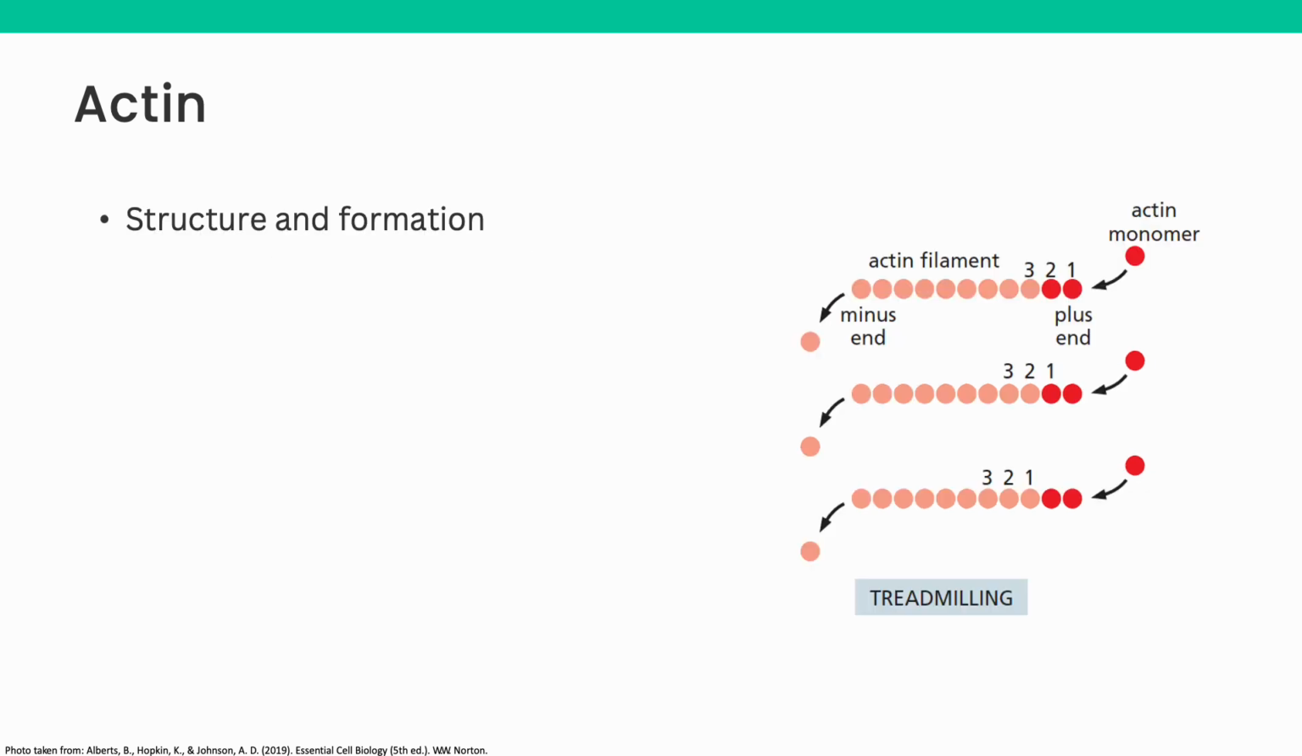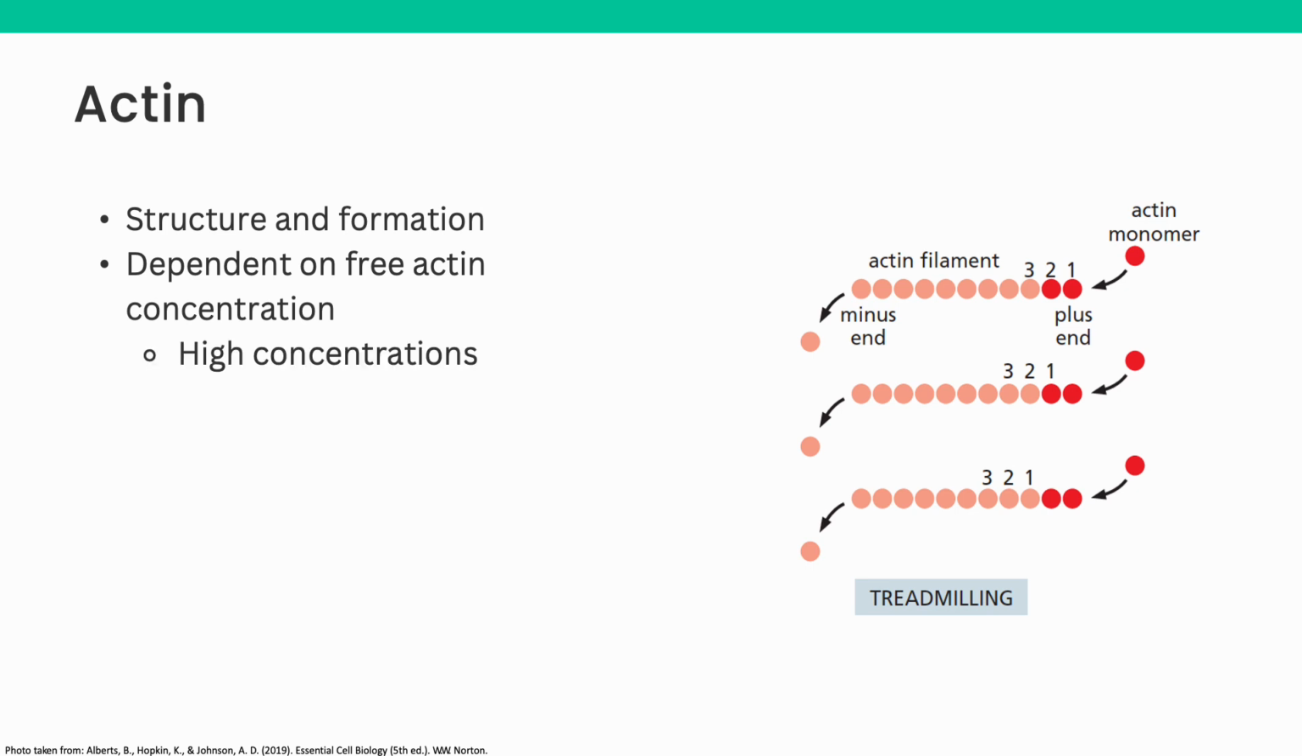Now, one of the factors that affect the growth or the shrinkage of our actin is actually the concentration of free actin in the cytoplasm. Now, if there are high concentrations of actin, we can see that there is rapid growth from both ends of the growing strand. That means that on the plus end and on the minus end, new actin monomers are actively being added. But again, take note that in the plus end, the addition of new actin monomers is faster than in the minus end.